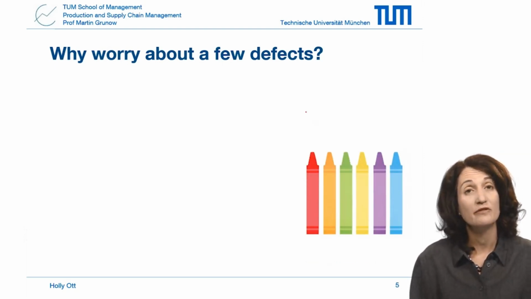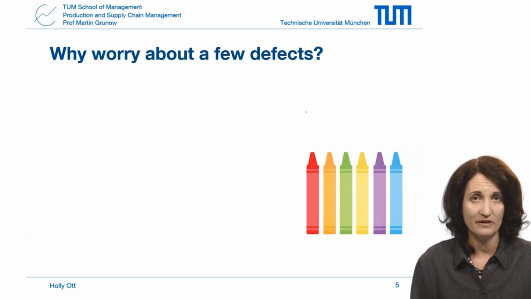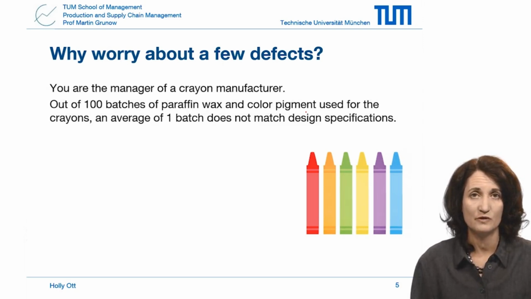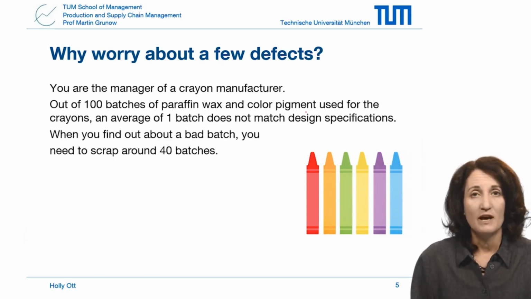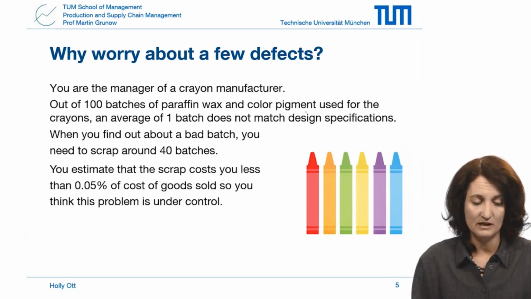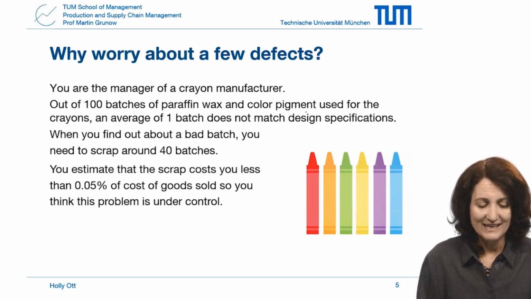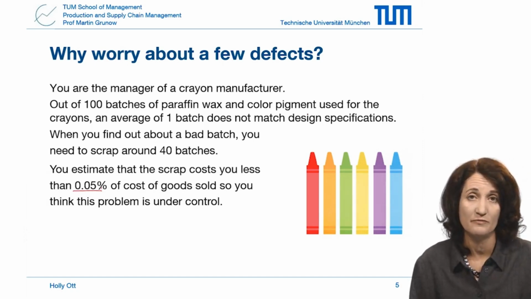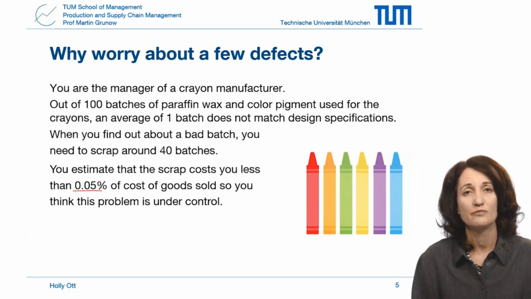Now, why worry about a few defects? You're the manager of a crayon manufacturer. Out of 100 batches of paraffin wax and color pigment used for the crayons, an average of 1 batch does not match design specifications. When you find out about a bad batch, you need to scrap around 40 batches. But you estimate that the scrap costs are very low. In fact, the scrap costs for this 40 batches is less than 0.05% of the cost of goods sold, extremely small. So you say the problem is under control.